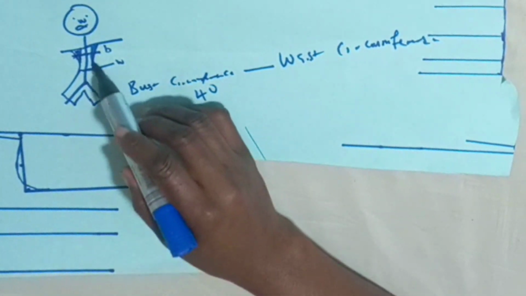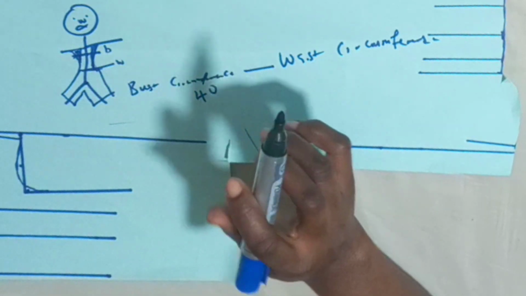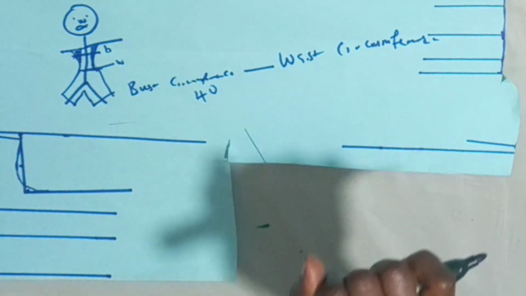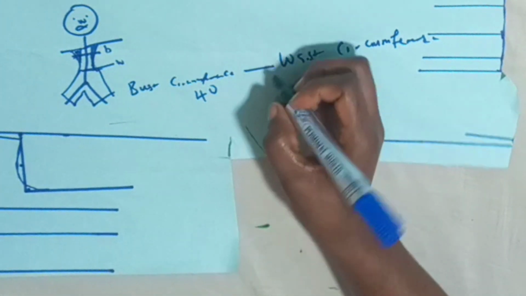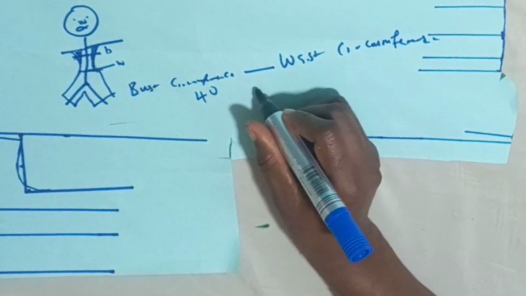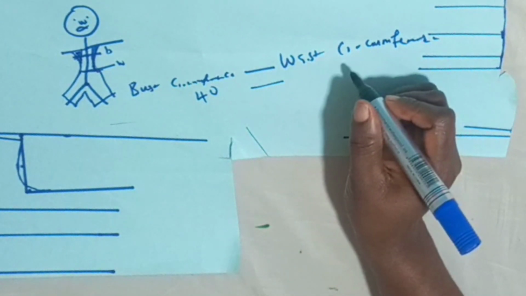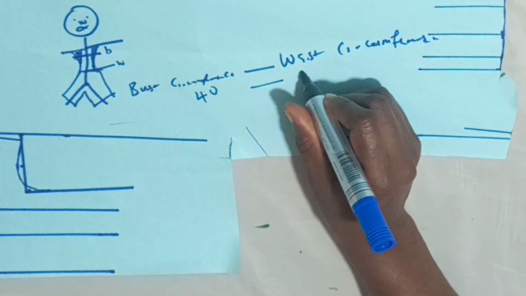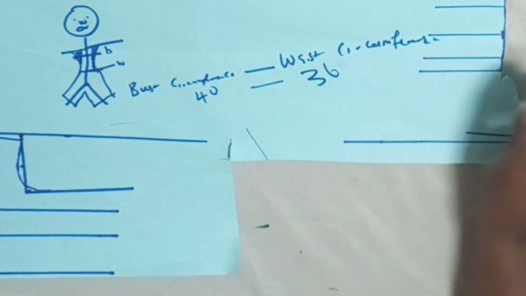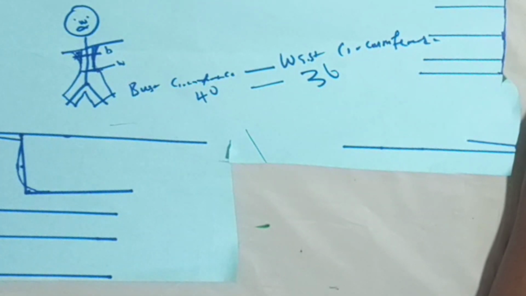Okay, now put the tape round that person's waist. Put one finger inside. That's the waist circumference. And I want to assume that this person's waist circumference is 36. Okay, is 36, right?